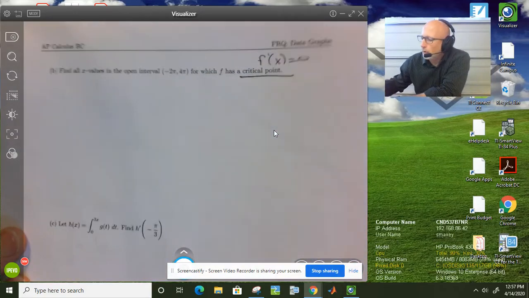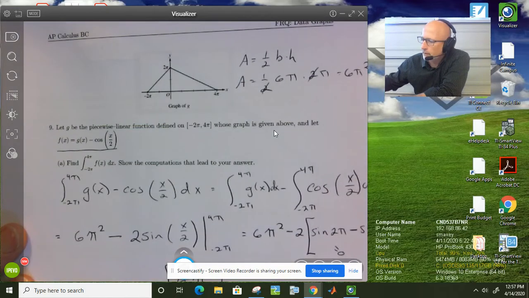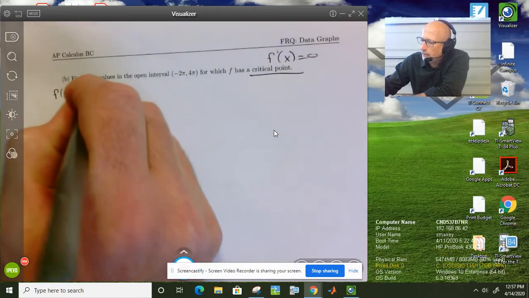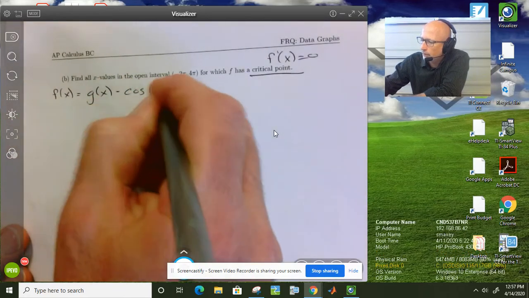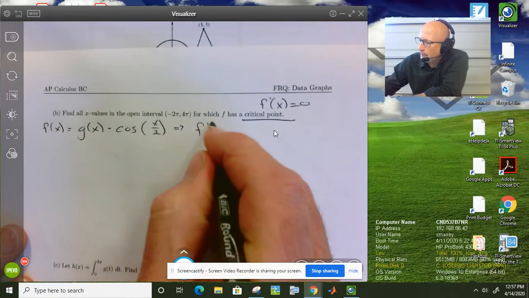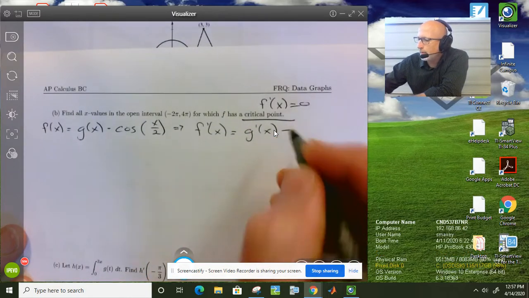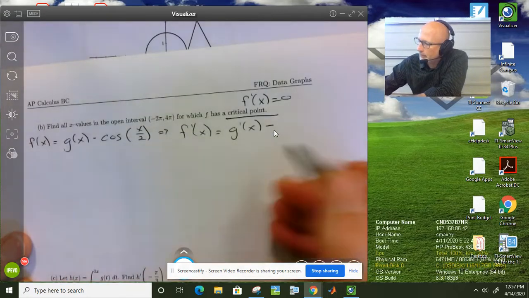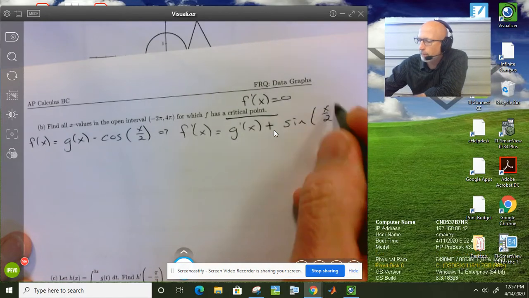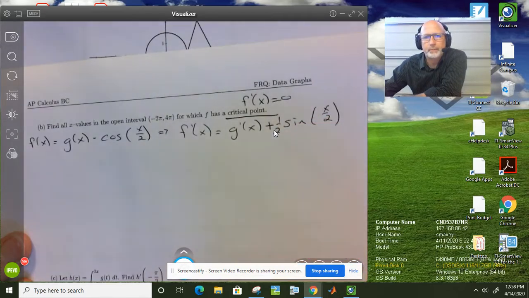Okay, so let's go back here and rewrite this equation. So I have f of x is equal to g of x minus cosine of x over 2. Taking the derivative here, I'm going to have f prime of x is equal to g prime of x. Now the derivative of cosine is negative sine, so this is minus the negative, so plus sine of x over 2. But by the chain rule, I need to multiply by the derivative of x over 2, which is 1/2. So I have that.